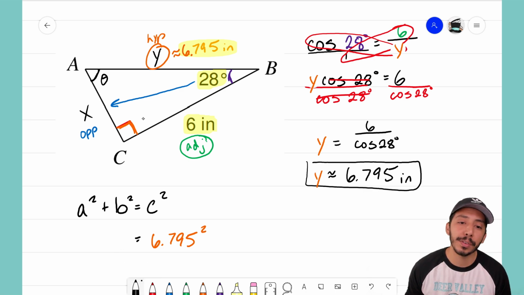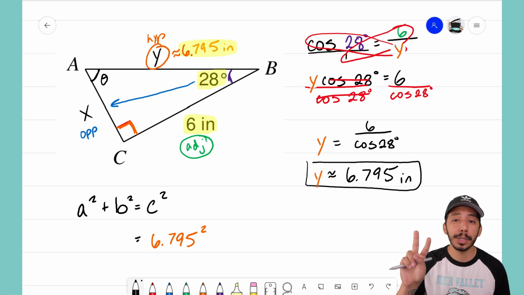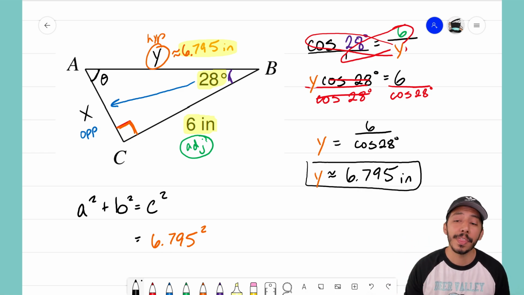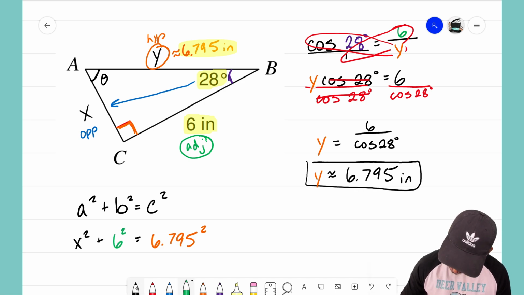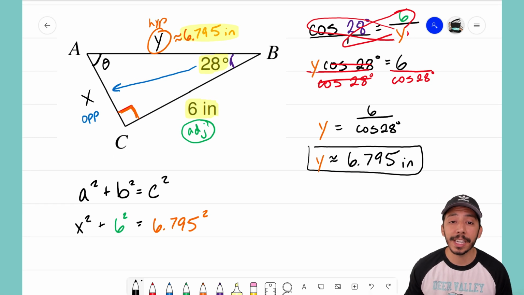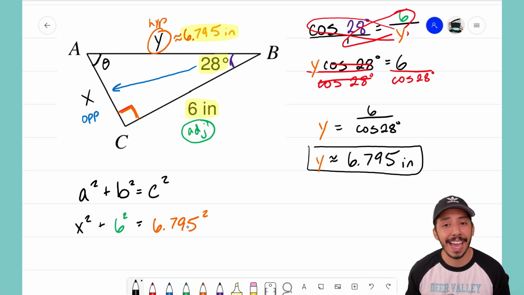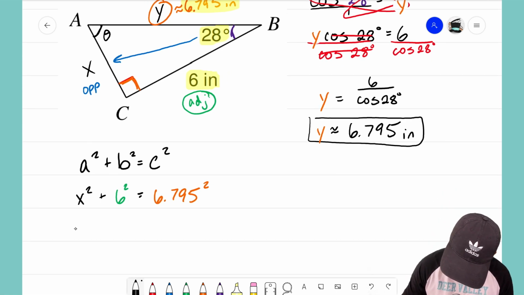Now, it doesn't matter for x and 6 where you put them for a and b. They can be put in either position. That part there doesn't matter. So I'm going to go ahead and just write my x squared first plus the 6 squared. Again, it doesn't matter if I wrote 6 squared first and then x squared. We just need to make sure that we are using c as our hypotenuse. So let's go ahead now and start solving this for x.